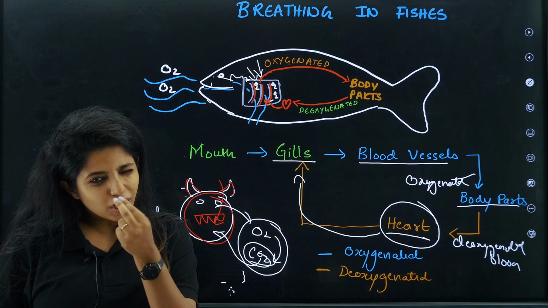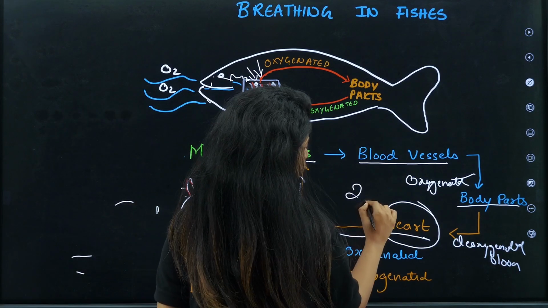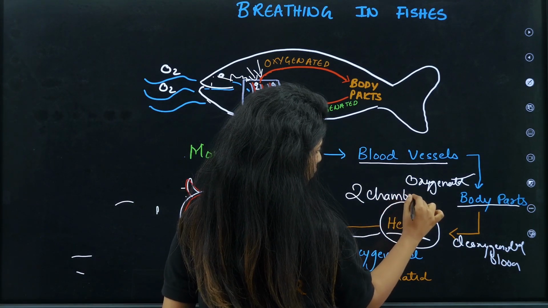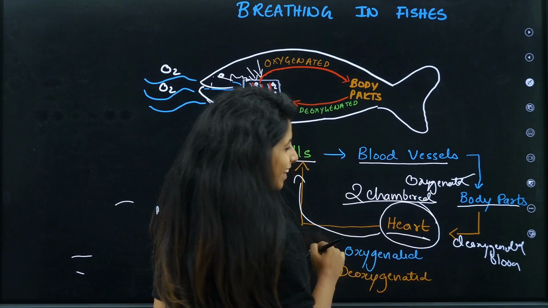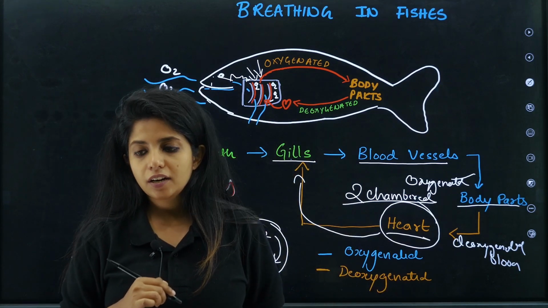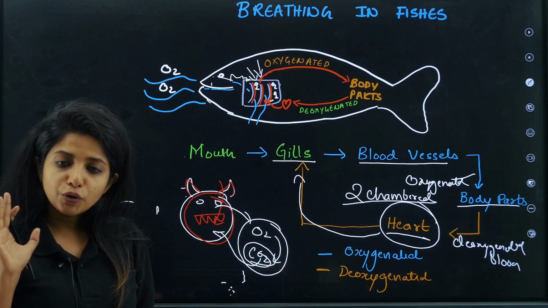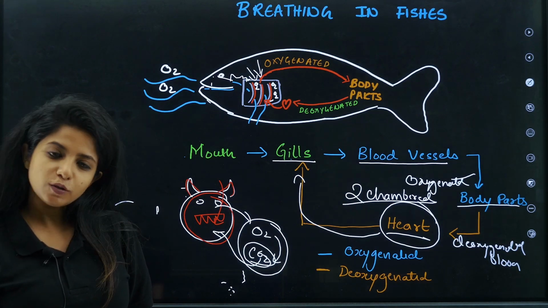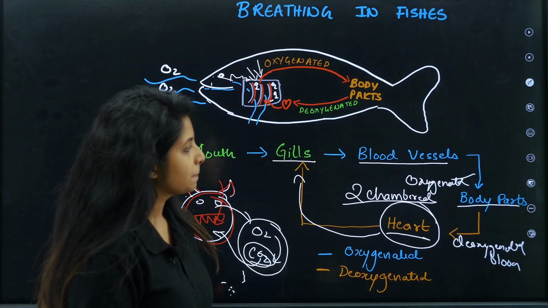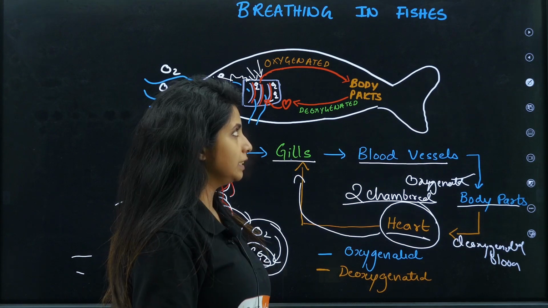One little thing about the heart that I should say over here: they have a two-chambered heart. Probably you'll remember better if I say it now. Anyways, I'll be talking about that in transportation, but I just wanted you to know. So they have what, children? They have a two-chambered heart. Works for you? Okay, so that's all in the case of fishes.